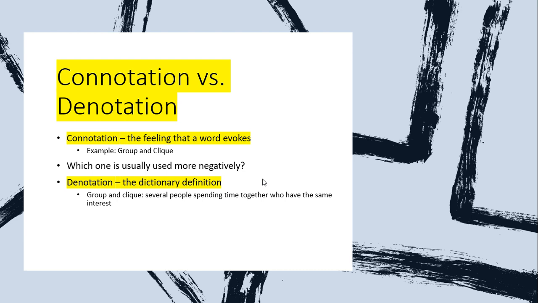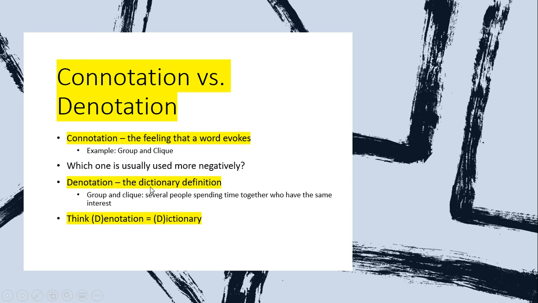Group and click mean the same thing in the dictionary, okay? But we choose to use certain words to evoke certain feelings, okay? So connotation is the feeling that the word evokes. All right? Denotation, think D equals dictionary.